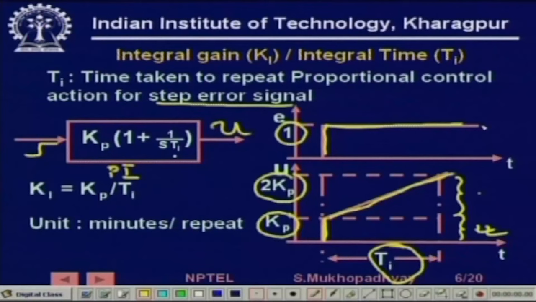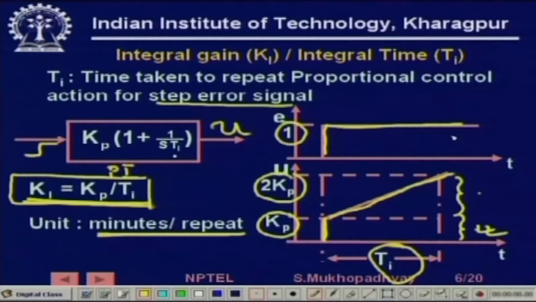And it is given as, we all know, Kp by Ti; the integral gain is expressed as Kp by Ti. From this definition, perhaps it is now clear why it is expressed as minutes per repeat. If this continues, then every Ti minutes the integral term will produce another Kp times input. So the proportional control will continuously repeat every Ti minutes. In that sense, the unit is minutes per repeat. That explains the integral term.